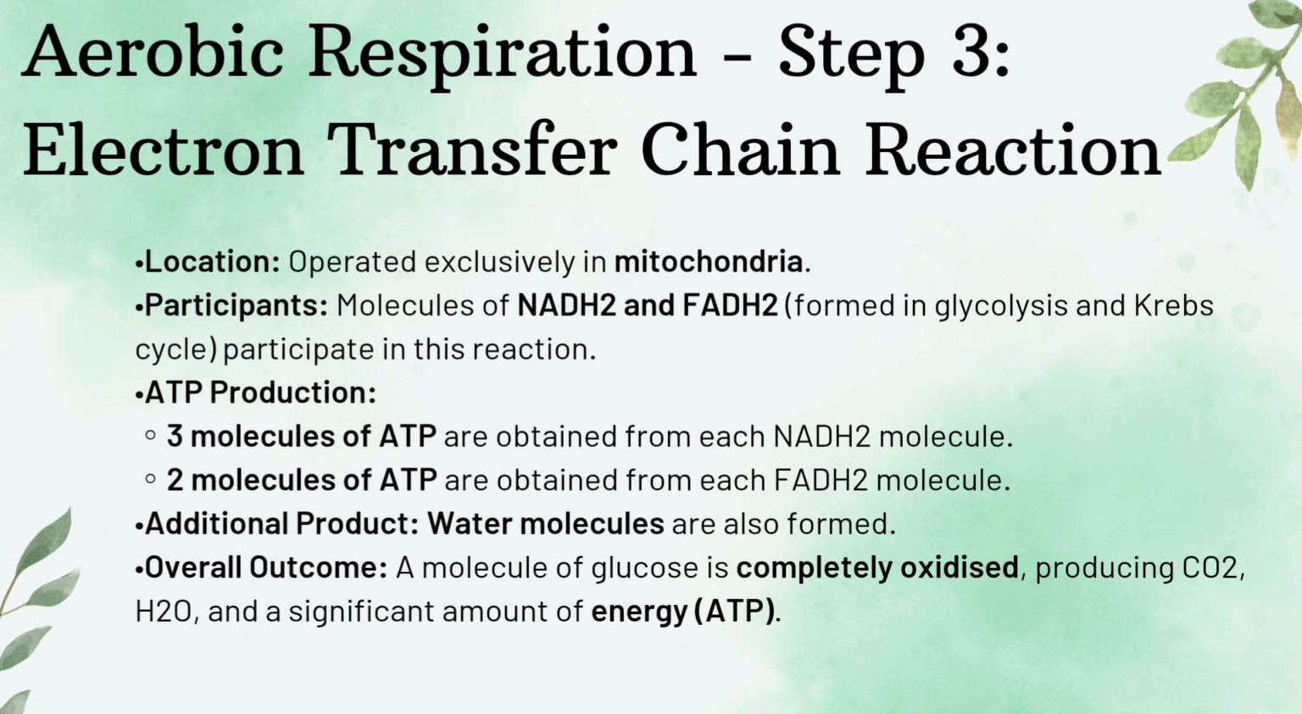In the final step, the electron transport chain operates in the mitochondria. NADH and FADH2 release electrons, resulting in the production of ATP, 3 ATP from each NADH and 2 from each FADH2. Water is also formed during this process.